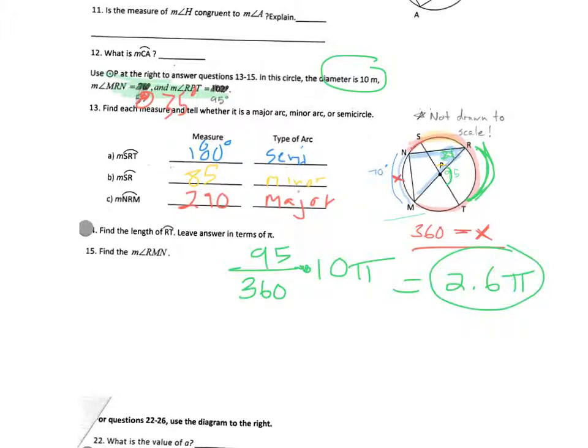Lastly, finding the measure of angle RMN. RMN is right there. The key thing is to see that this triangle that I've outlined in gold is a right triangle because it's taking up a semicircle. So if it's a right triangle, and I've already said this is 35 over here, this guy has to be 55 degrees. Boom.